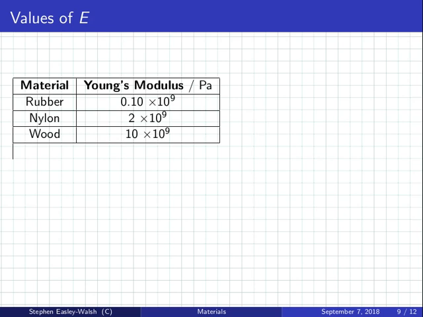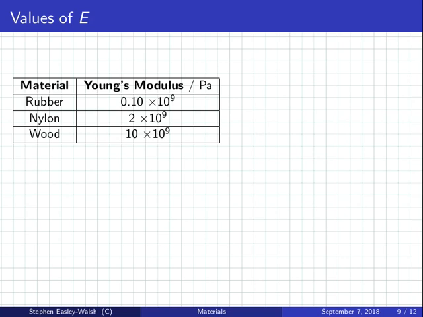So wood is pretty stretchy. It's not too bad. You can stretch it a little bit. The only thing about wood is if you want to stretch it, you have to do it slowly because you can break it. But when they're making furniture, they can stretch the wood a little bit to kind of lock it into place.